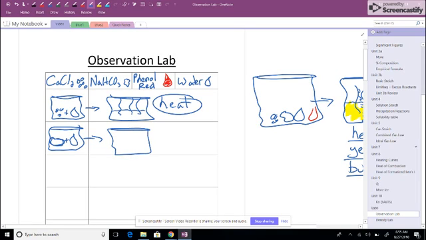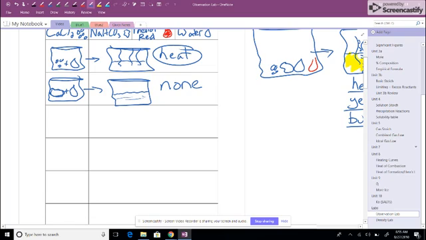So we get the sodium bicarbonate mixing with the water. Again, it turns kind of chalky white. It might feel a little bit cold, but we don't see any of the results that we were looking for. We don't see any yellow color change. We don't see any bubbles, and we don't see any heat produced. So nothing there.